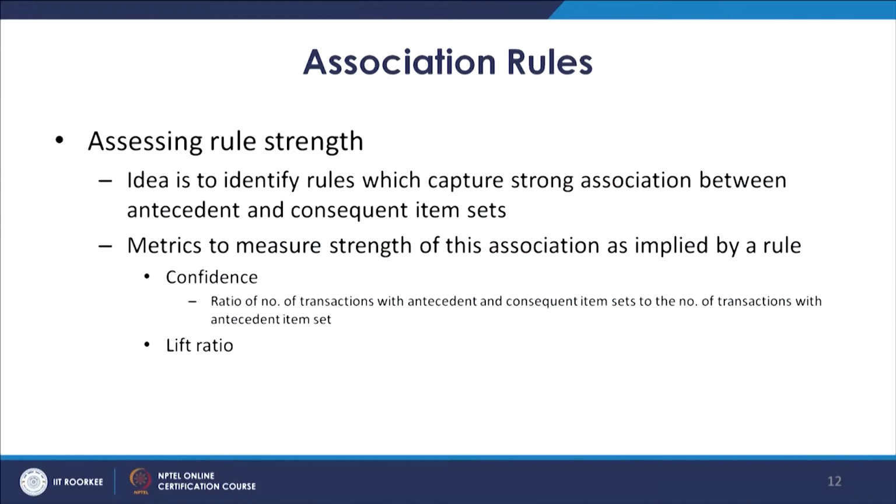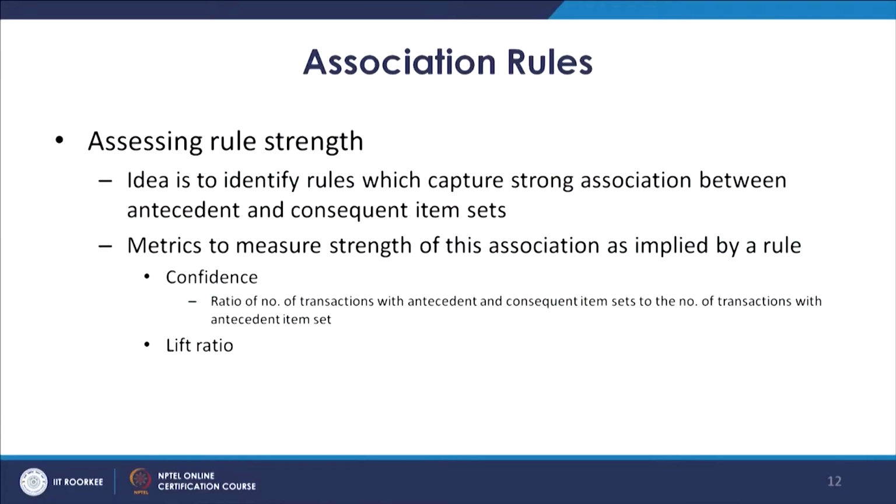The next stage of the process is assessing rule strength. How do we compute rule strength? Let us look at the main idea. The main idea is to identify rules which capture a strong association between antecedent and consequent item sets. We are interested in capturing a strong association between these two item sets, because as we have talked about, our rules go like this: if x has been purchased, then y is also going to be purchased. So, there has to be some sort of association between item set x and item set y. Therefore, our assessment of rule strength should be able to capture this strength.